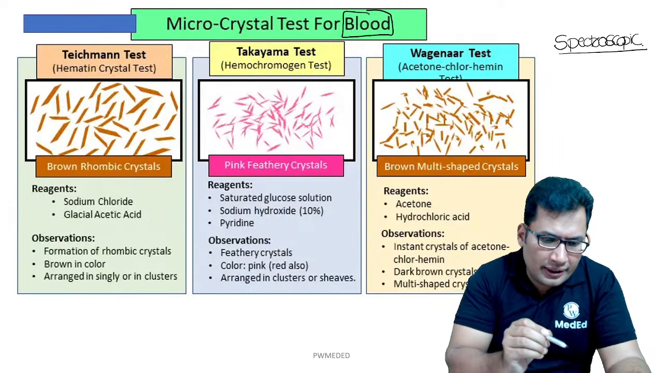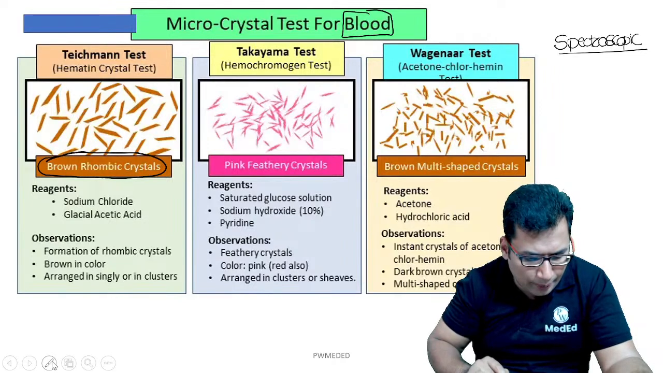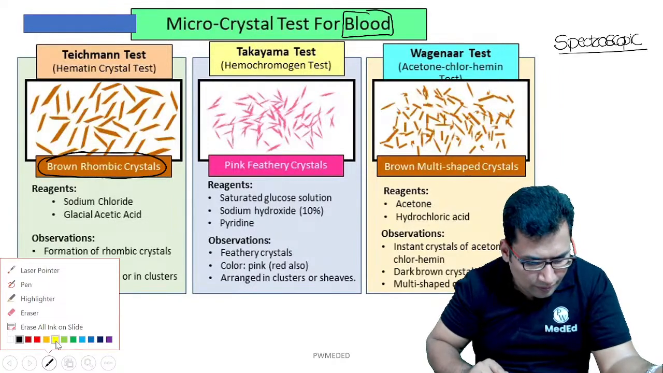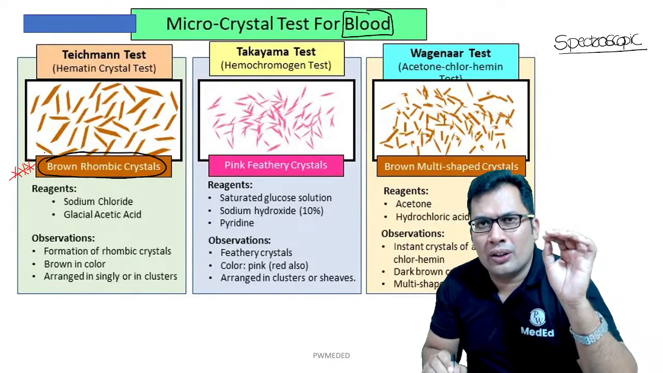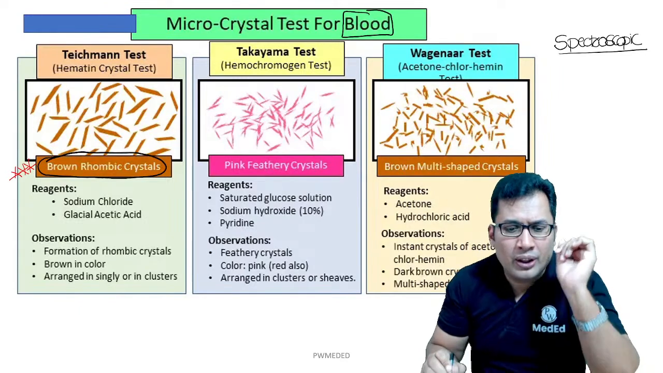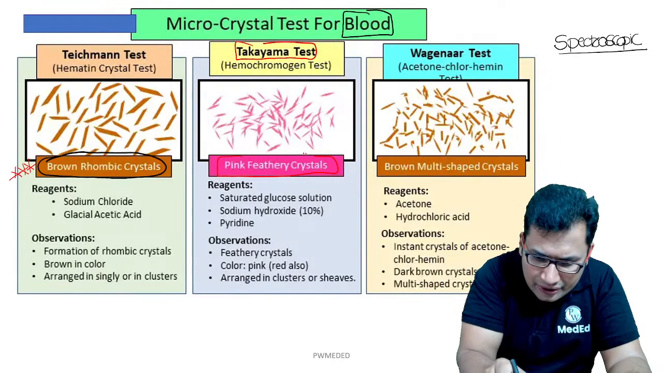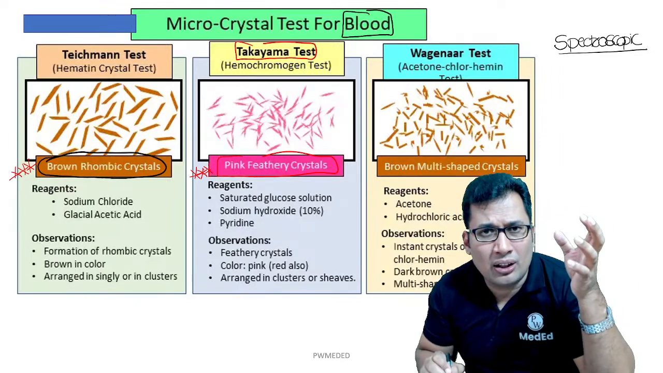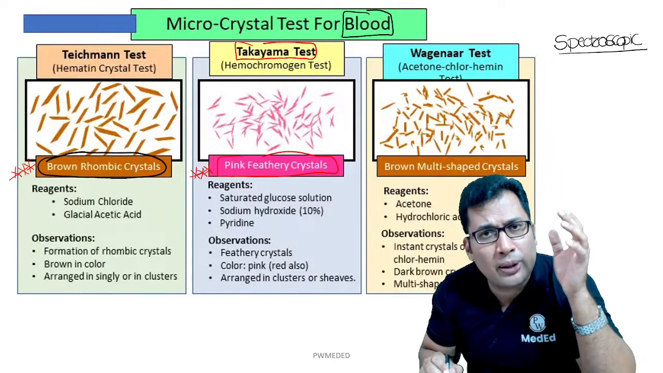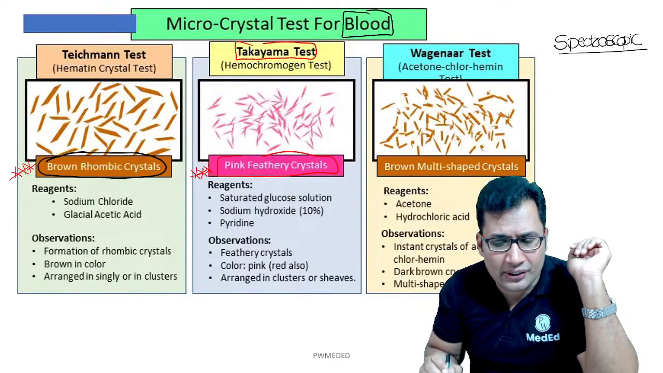In Teichmann test, there will be formation of brown rhombic crystals. This is a very important topic. You must know it in detail. Teichmann test, brown rhombic crystals are seen. In Takayama test, the crystals are pink feathery crystals. Pink feathery. How to remember Takayama? You can remember Mama. Mama is pink in color. Some mnemonic, some association: Yama, Mama, pink feathery crystals.